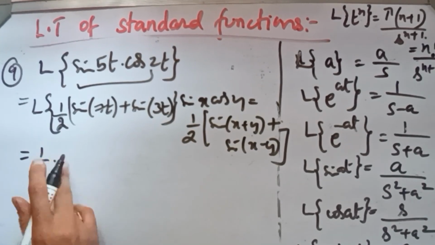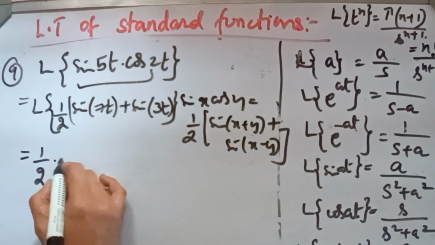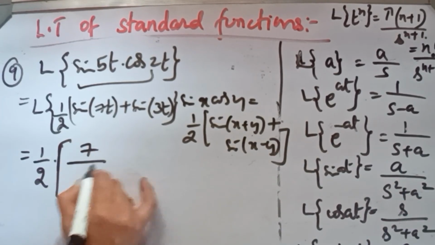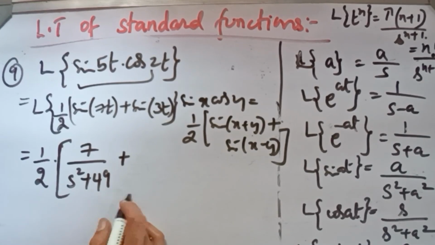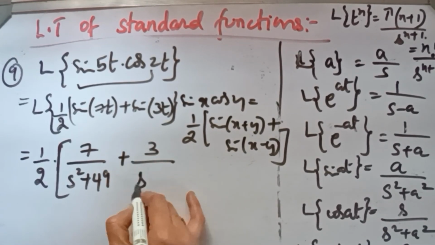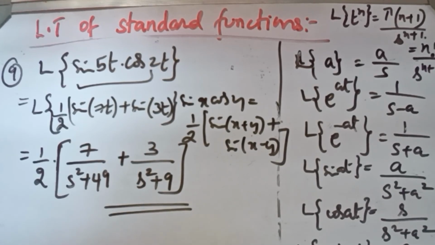Let us simplify this. 1 by 2 into Laplace transform of sin 7t. So it is this formula, 7 divided by s square plus 7 square is 49, plus here 3 divided by s square plus 3 square is 9. So this is the required answer.